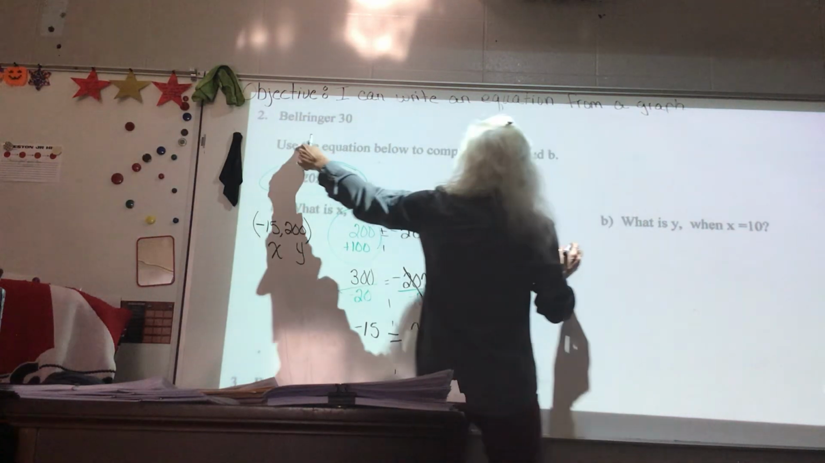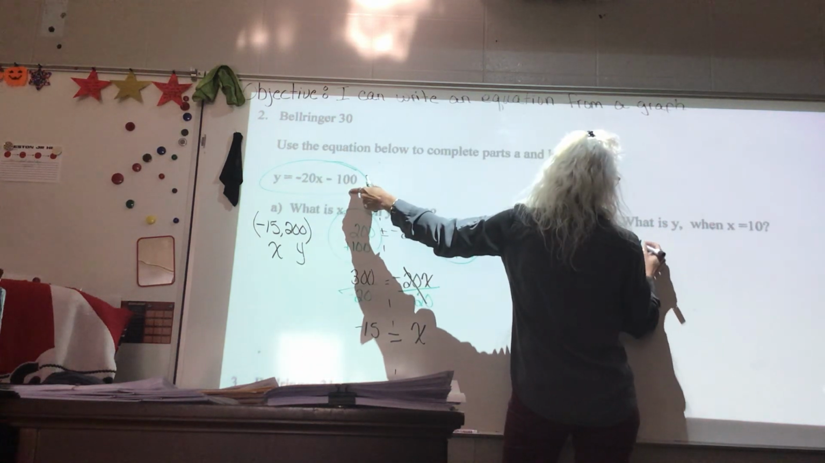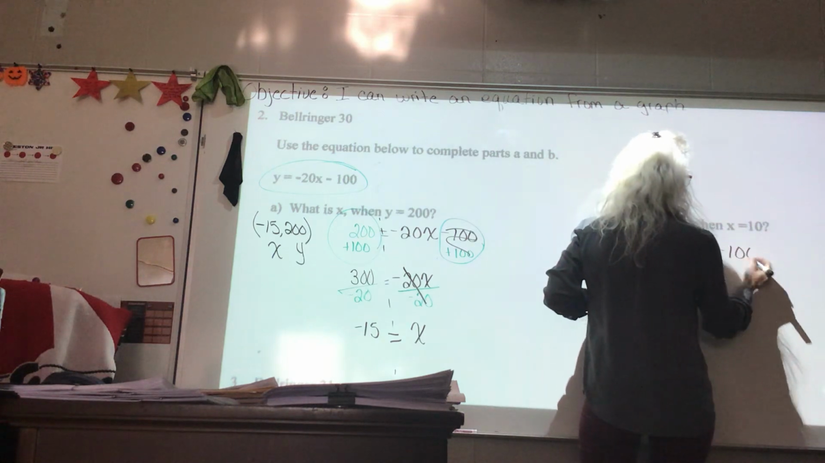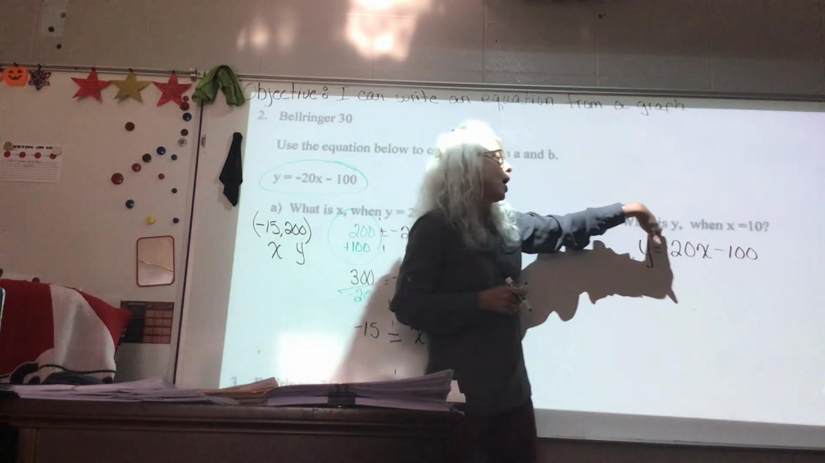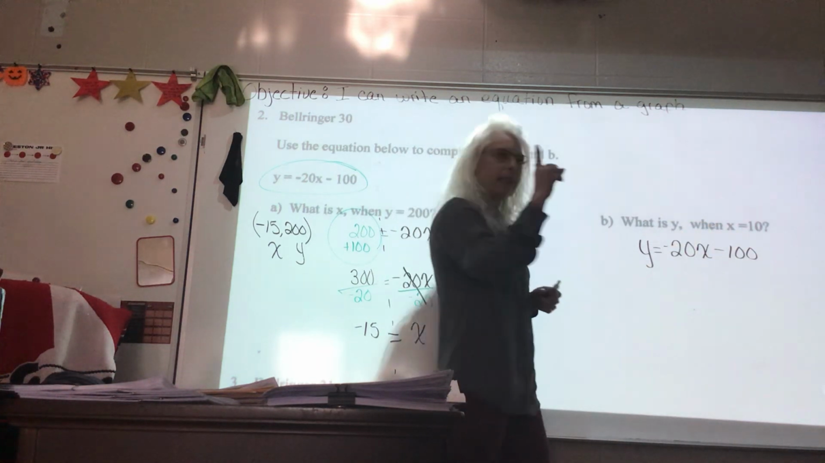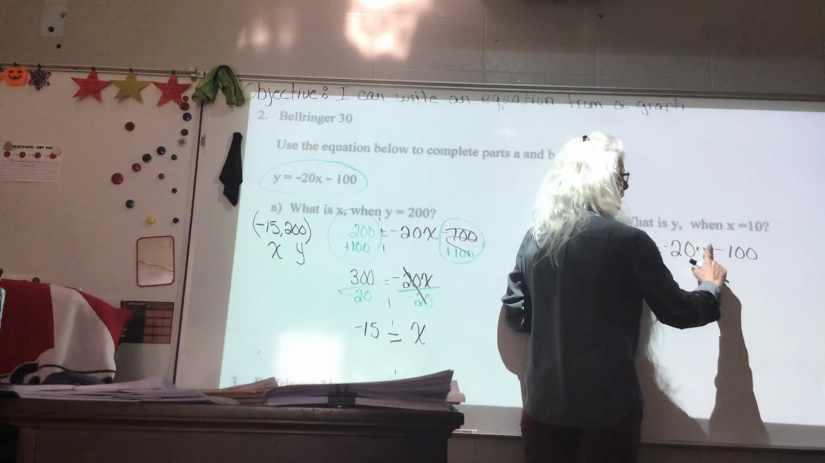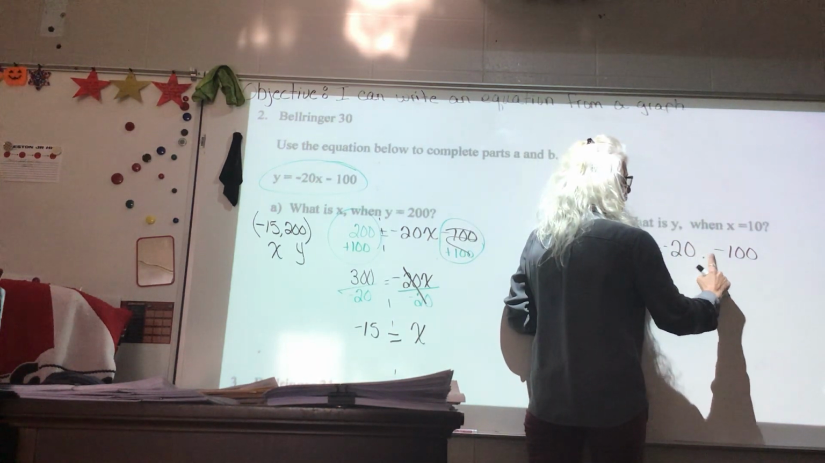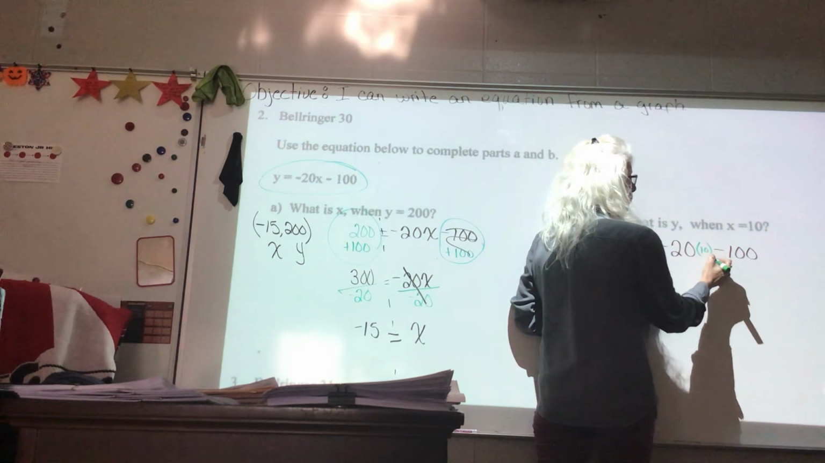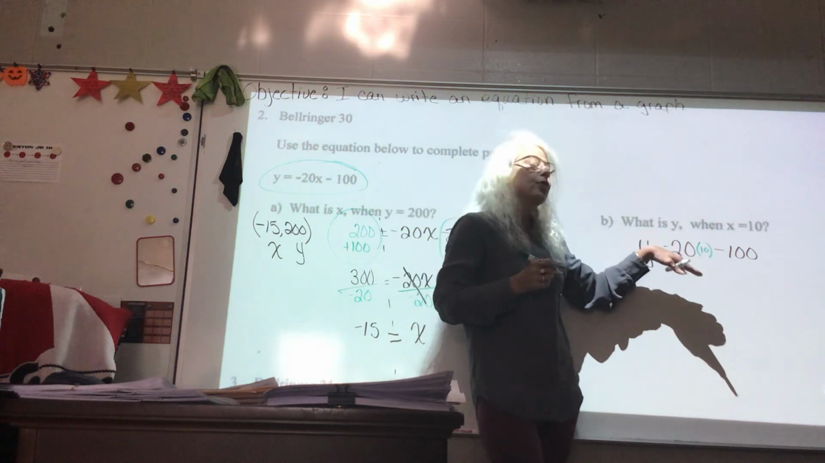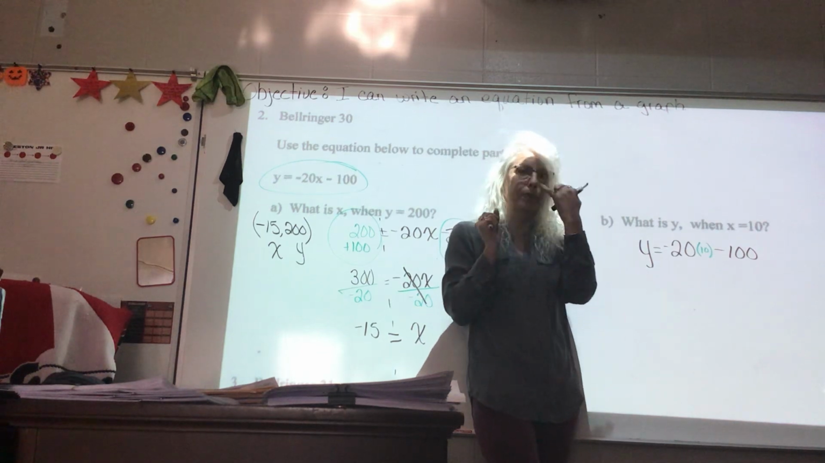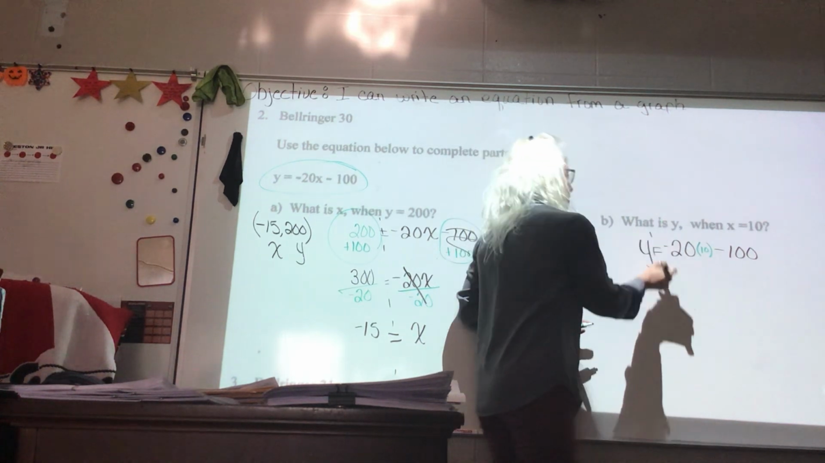Okay, so use the equation. I'm going to write my equation again: y equals negative 20x minus 100. It says, what is y when x equals 10? So which variable am I going to erase? X. I'm going to erase my x and replace it with what number? Make sure you put it in parentheses, otherwise that's going to look like negative 2010. We need to put it inside parentheses to show that we're supposed to be multiplying it. Find the equal sign and dot it.